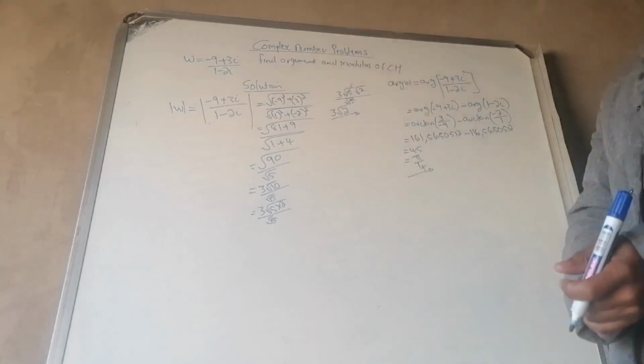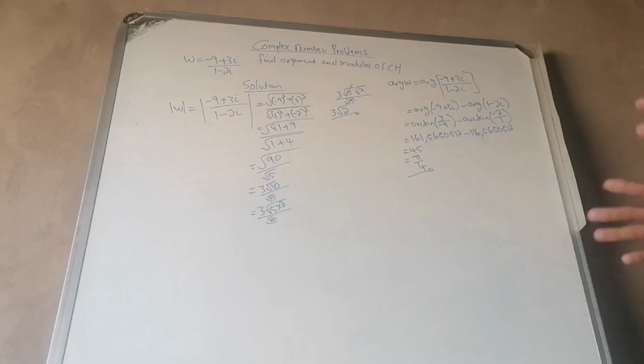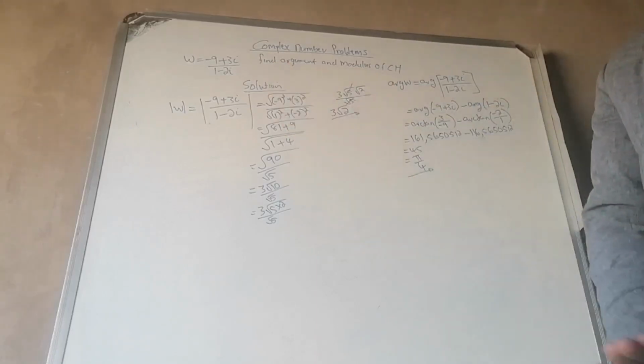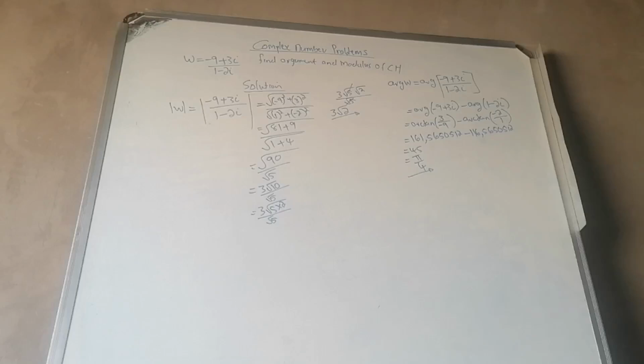You don't have to multiply both numerator and the denominator by the conjugate of 1 minus 2i. This can be the procedural method that you can also follow.